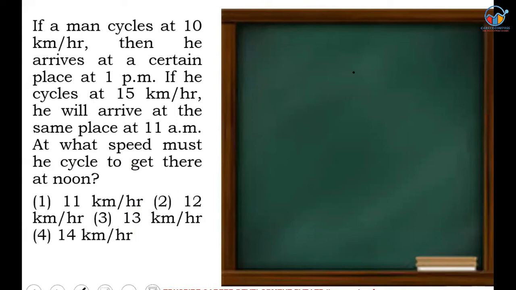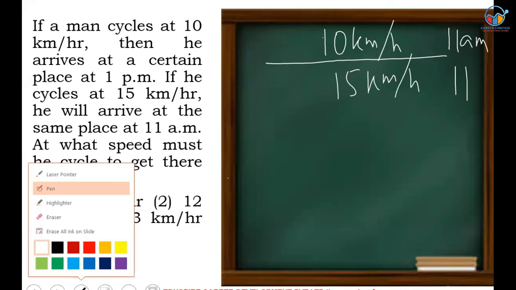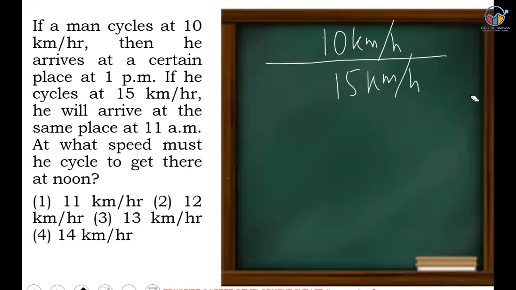In fact, I always felt while studying physics that whether it is time and distance or time and work, if I draw the diagram, it becomes very, very simple. So on one side, they have said 10 kilometers per hour. On the other side, they're talking about 15 kilometers per hour, right? On one side, they have said he reaches at 11 a.m. On the other side, he's reaching at, oh, I'm so sorry, I did it the other way around. So it will be the other way around.